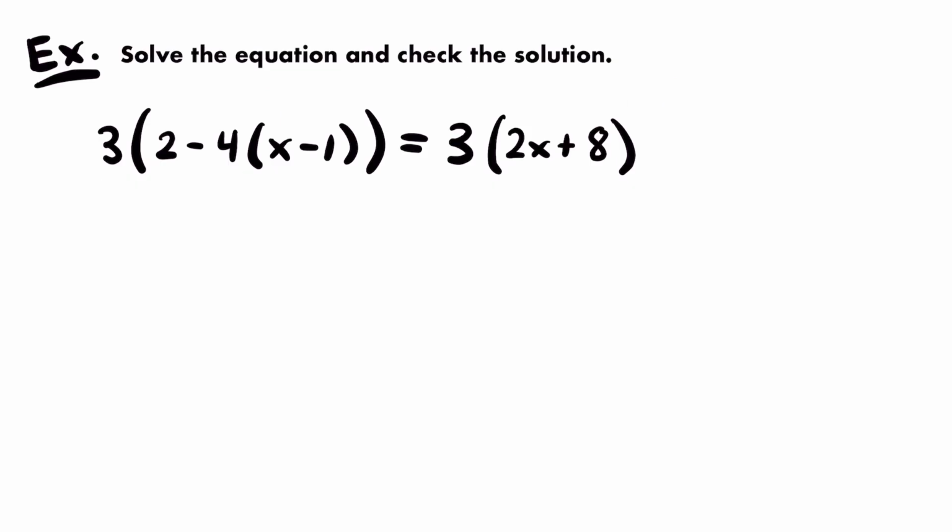For our next example, we want to solve this equation and check the solution. The equation is 3 times the quantity 2 minus 4 times the quantity x minus 1, and that's equal to 3 times the quantity 2x plus 8.